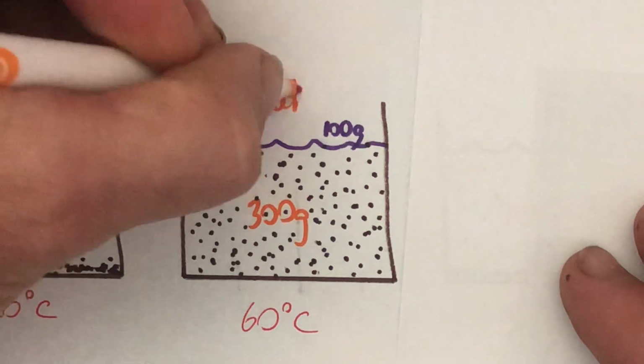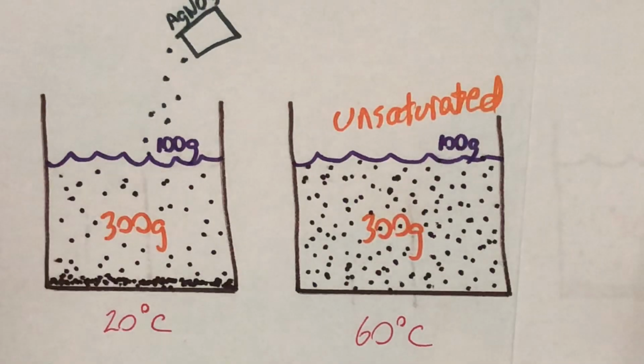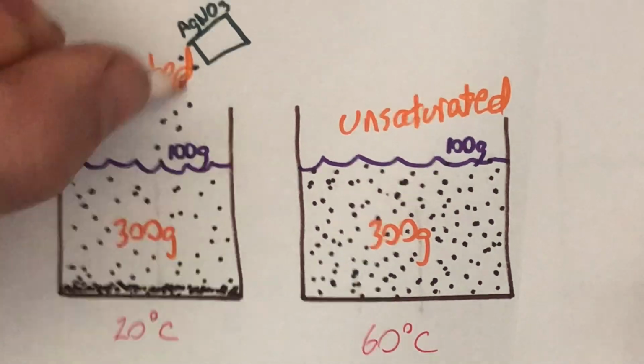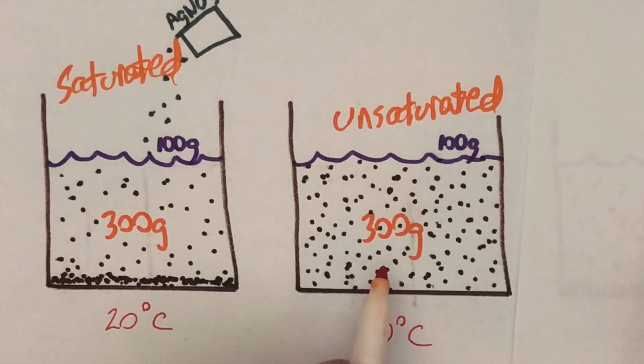So this is now unsaturated again. At 20 degrees, this was saturated with 300 grams, but at 60 degrees, it's unsaturated.